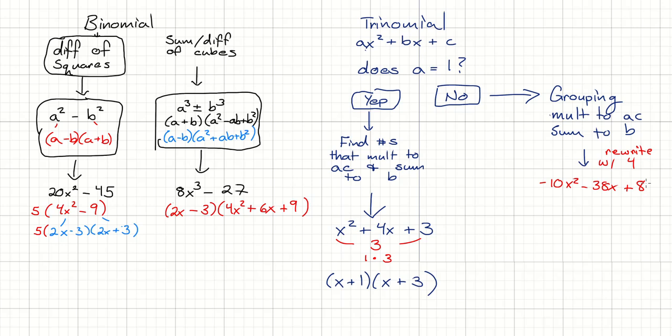GCF. Now, quick question, I think we all agree. What's nicer? Negatives or positives? Oh my gosh, okay. So right off the bat, I can factor a -1 out. I know I can do it because it's going to make me a positive x squared. That's easier to deal with. Is there anything else I can take out? 2 goes into all those, so let's do that.